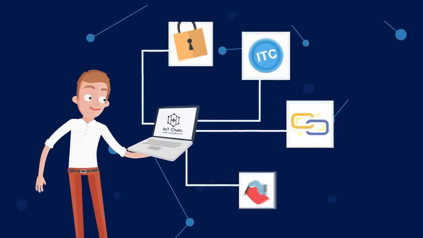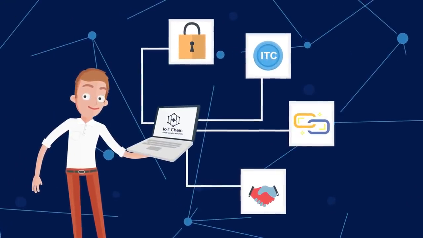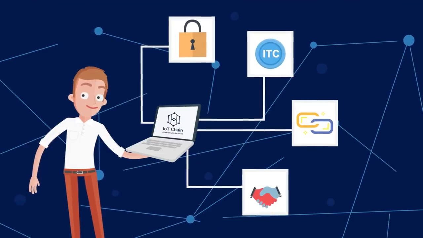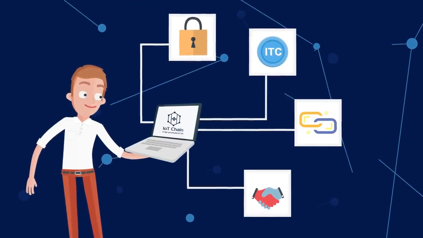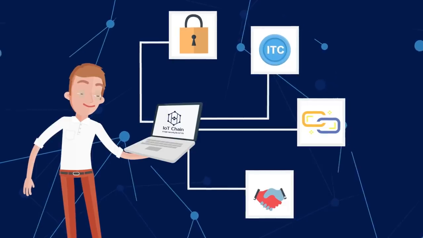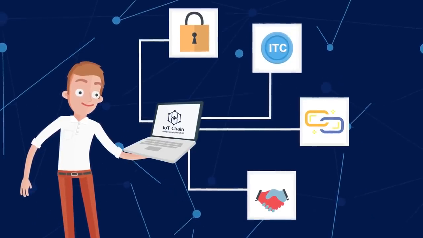As we become more connected, data privacy and ownership becomes increasingly important. IoT Chain returns data ownership to the user using a secure, high-performance operating system powered by the blockchain.